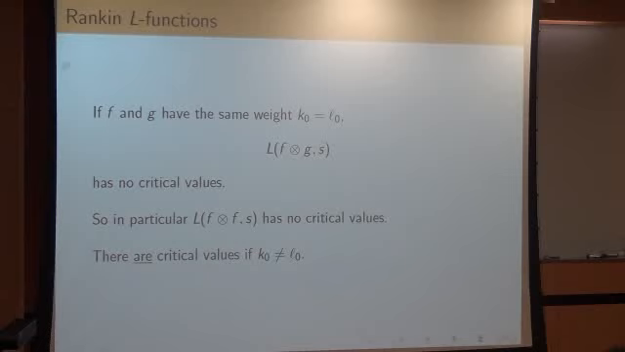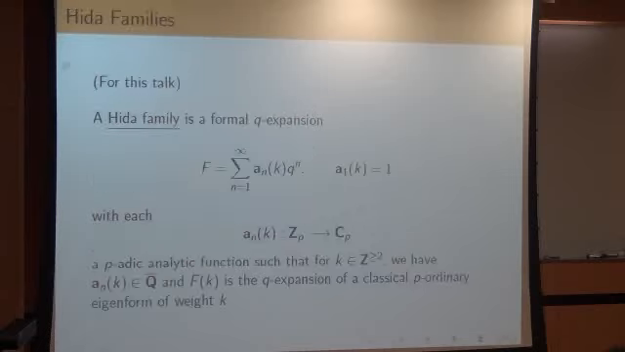These are the families that are going to interpolate f and g. So a Hida family for us, and this is not the correct full definition, but just a working definition that I can use in this talk, is just a formal q-expansion. The coefficients are p-adic analytic functions of a weight variable k. We normalize it so that the first Fourier coefficient is just 1.